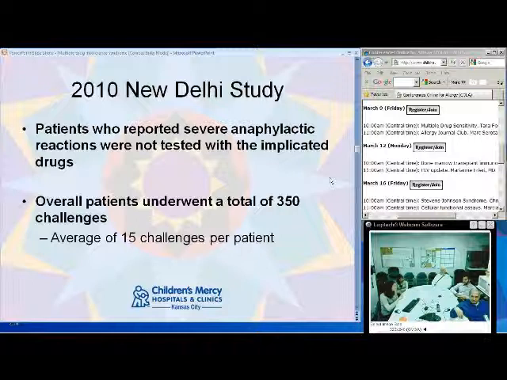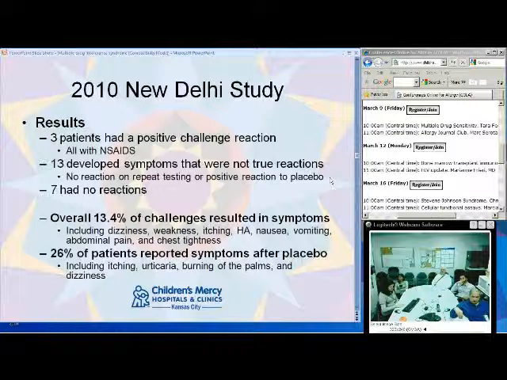So anyway, the results of the study. In this one they did 350 challenges, and 3 of them were positive, all of them with NSAIDs. 13 patients had symptoms that were actually not true reactions. When they repeated the exact same drug, they had no reaction, or if they gave placebo, they had the same reaction with the placebo. And then seven had absolutely no reactions at all.